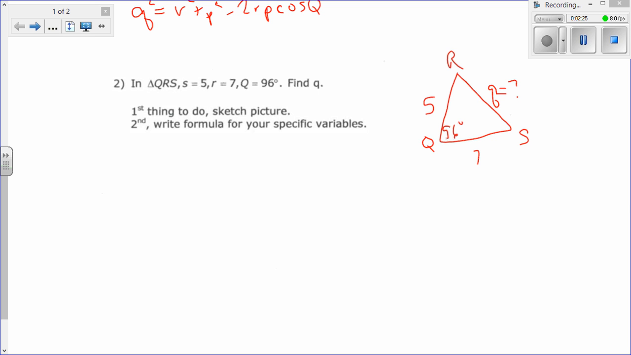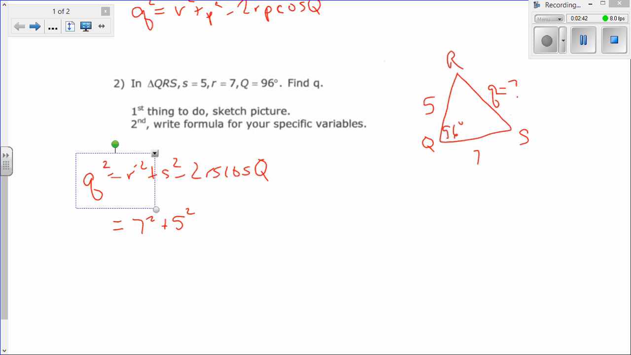The second thing is to write a formula for your specific values. I'm looking for q, so it's going to be q squared equals r squared plus s squared minus 2rs cosine Q. Now I just substitute in. R is 7, so 7 squared plus s is 5 squared minus 2 times 5 times 7 times the cosine. The angle is 96 degrees. So I have 49 plus 25 minus 70 times the cosine of 96.